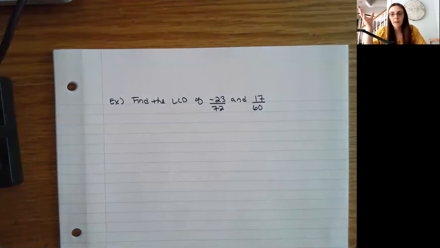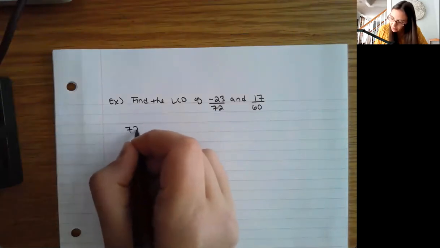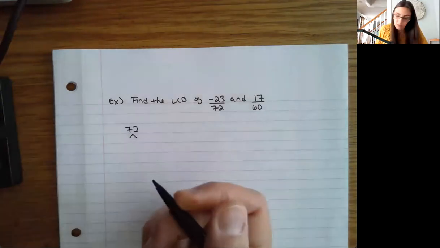Now, this is one where the first strategy, writing all the multiples out, is probably going to be really tough, right? These numbers are pretty large. I know for myself that 72, I don't even want to multiply it by 2, by 3, by 4. It's just going to take me a really long time. So this is a good one where maybe the prime factorization strategy is easier. So I'm going to start by taking my 2 denominators and break them down into their prime factors.